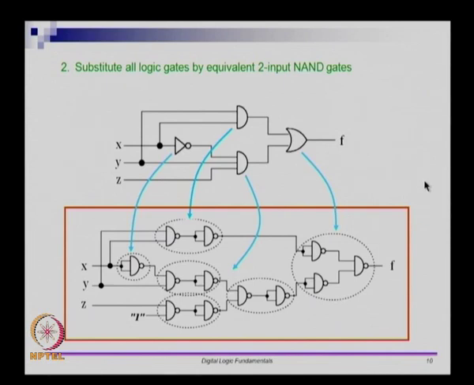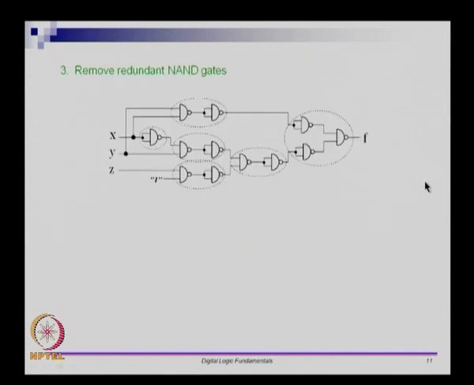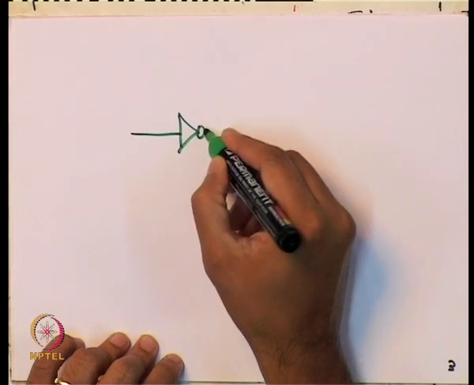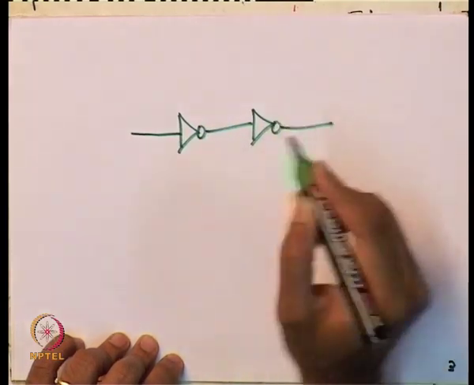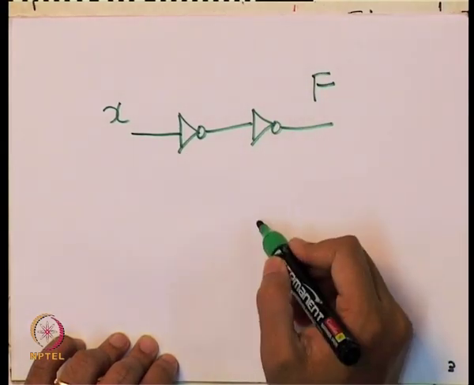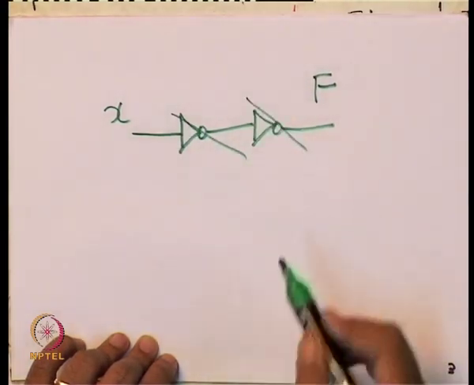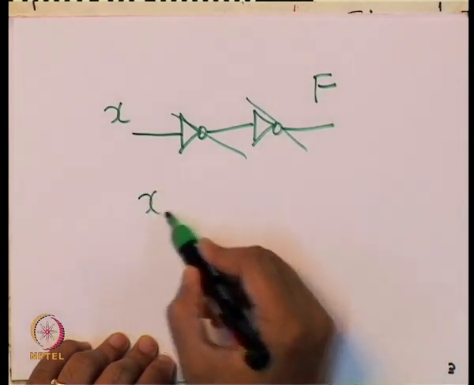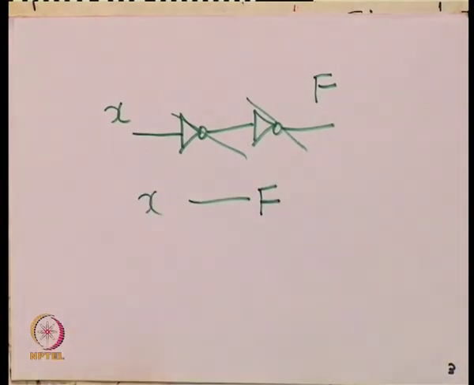Now, this is not the most simplified form. One thing we can do is remove redundant NAND gates. So, when is something redundant? Let us see when something might be redundant. If I have a circuit in which I have an inverter followed by another inverter, let us say I give you this as X and this as F, an inverter followed by an inverter is actually redundant. Two inverters actually cancel their actions. So, this is equivalent to saying X is F itself, is it not? The same thing we can do in the NAND gates also.